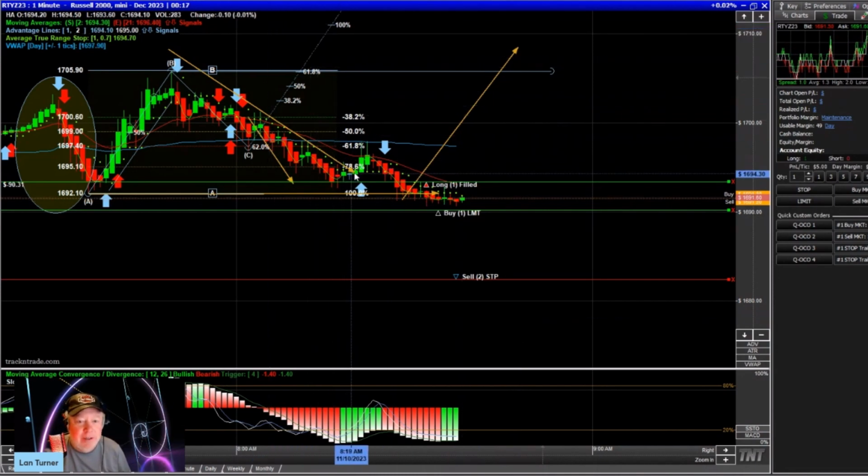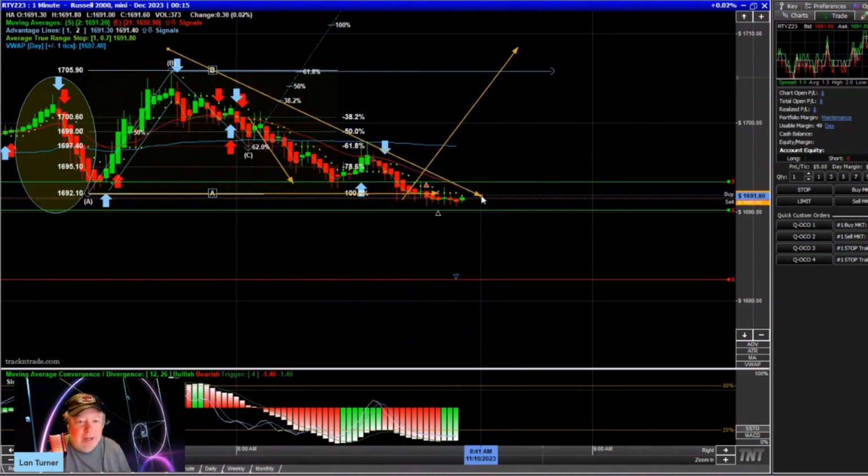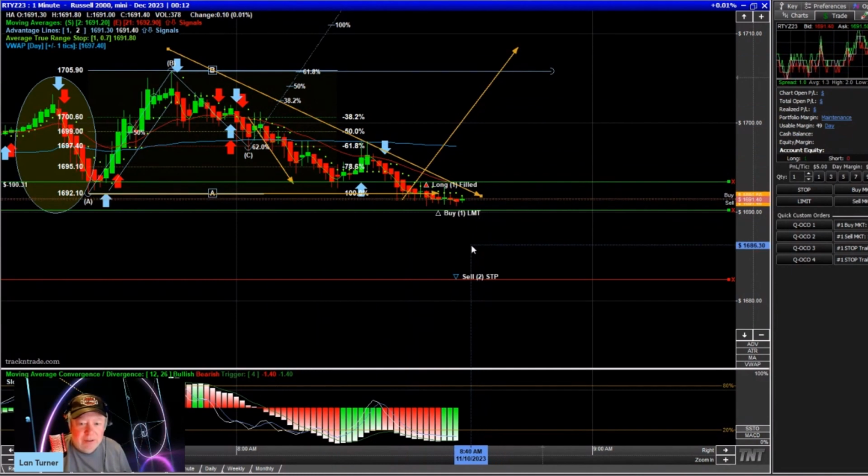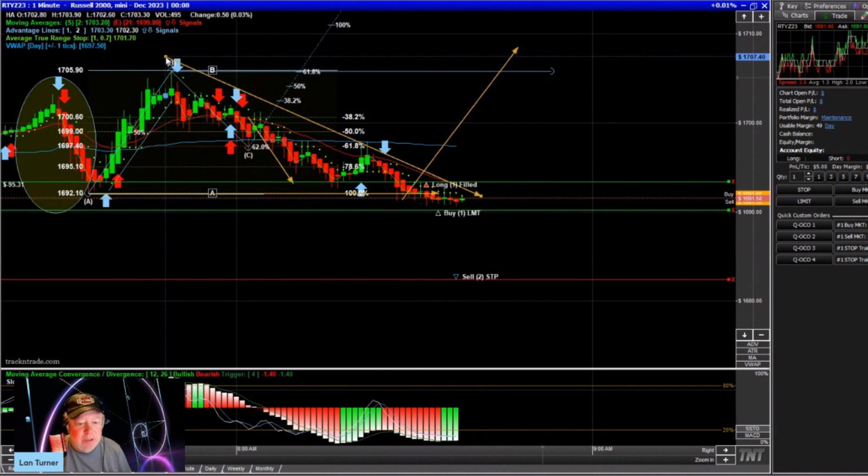Look at this drift pattern. I mean, this is one heck of a drift pattern. At some point, you think, well, maybe it's not a drift pattern. Maybe they've given up on this short position side.